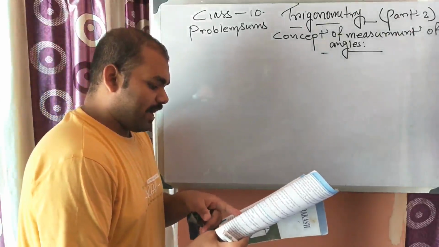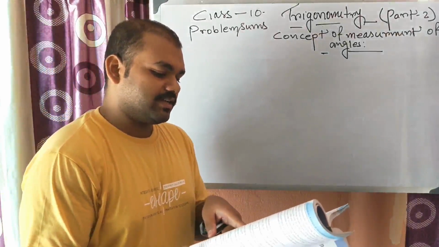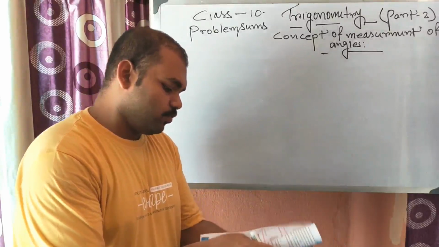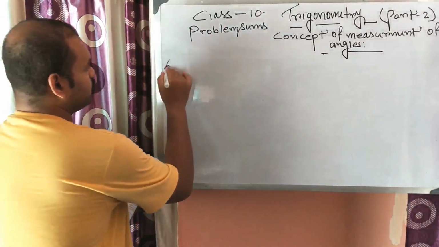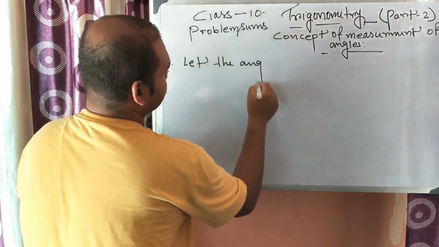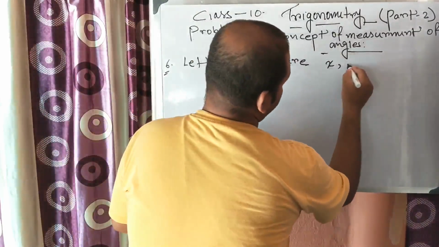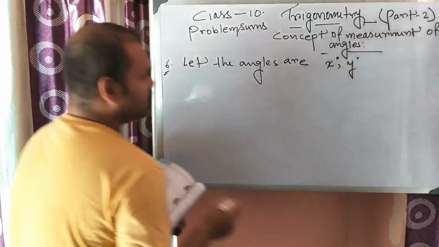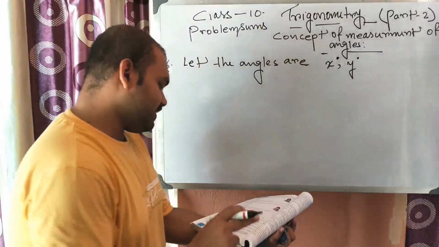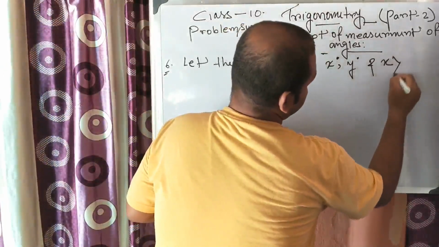The sum of two angles is 135 degrees and their difference is pi by 12. Let us determine their sexagesimal value and the circular value of the two angles. So we need to find out both. Let the angles be x and y degrees respectively, and also x greater than y.